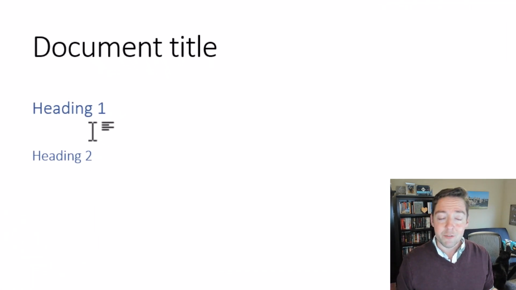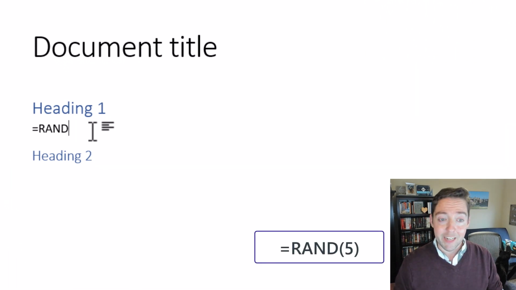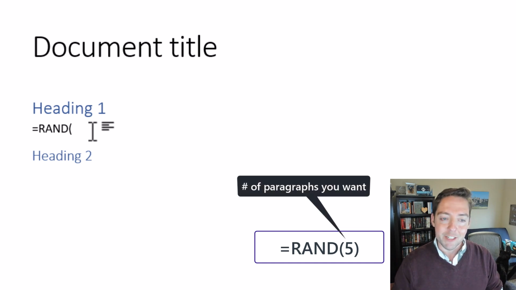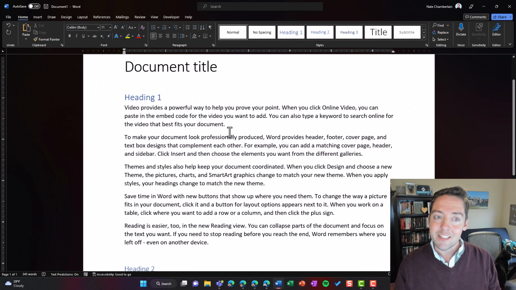So in Microsoft Word, all you have to do is type the equal sign and then rand, as in random, open up your parentheses, and then put in the number of paragraphs that you'd like returned. So in my case, maybe I want 5 paragraphs. So I put 5 in there, I close my parentheses, I hit enter, and now I've got all of this sample content in here helping me fill out my page.